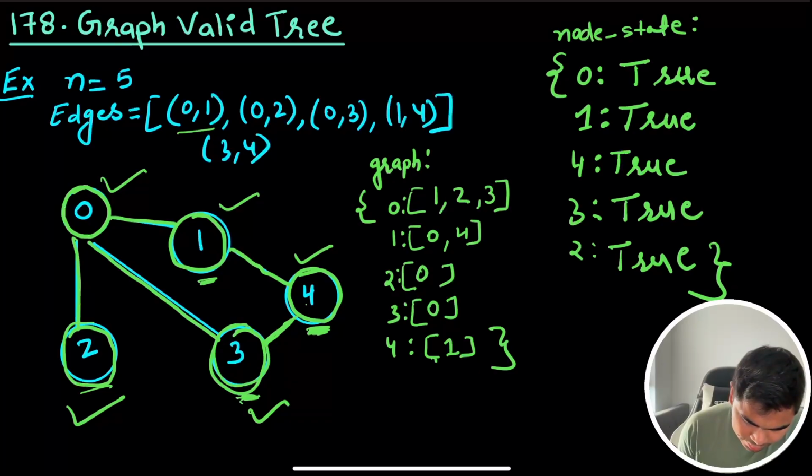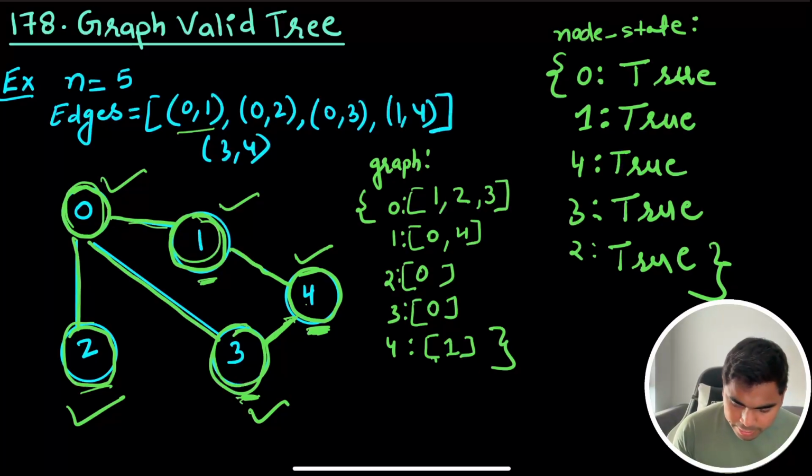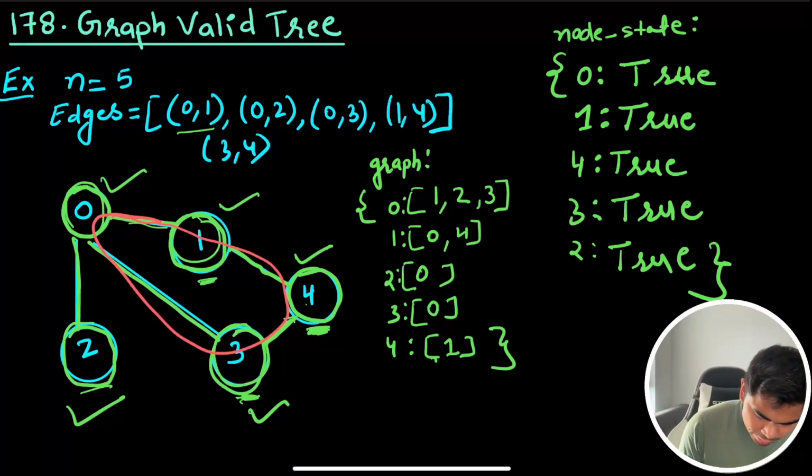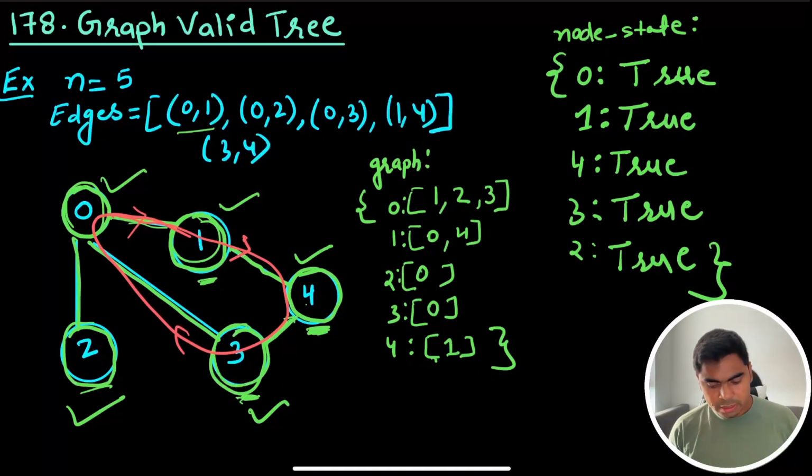Then 3 will try to explore its neighbor, but 4 is its parent, so it's not going to explore back to 4. It's going to try to explore 0. And then 0 will start its own cycle again. So we will get stuck in this cycle. If you see right here, this cycle we will get stuck. That is why this will not be a valid tree anymore.